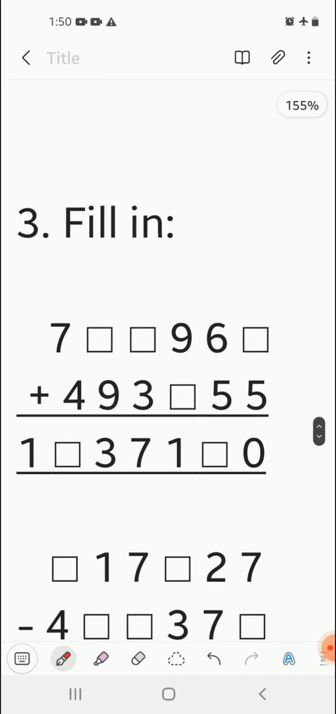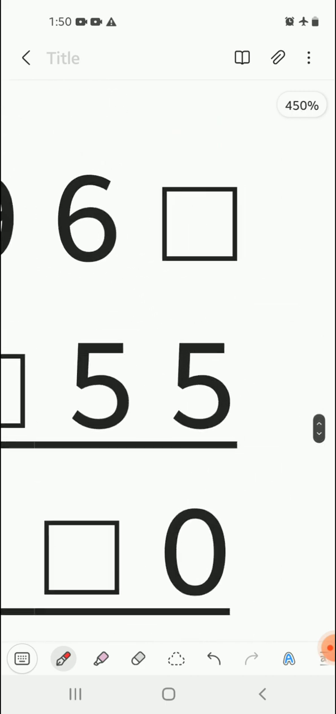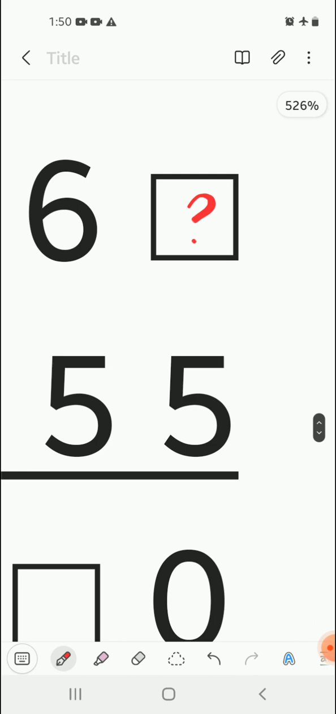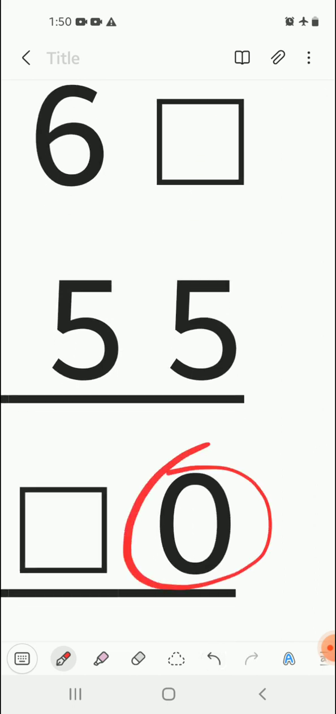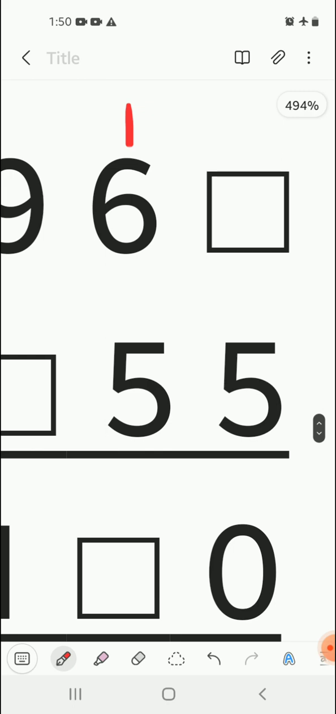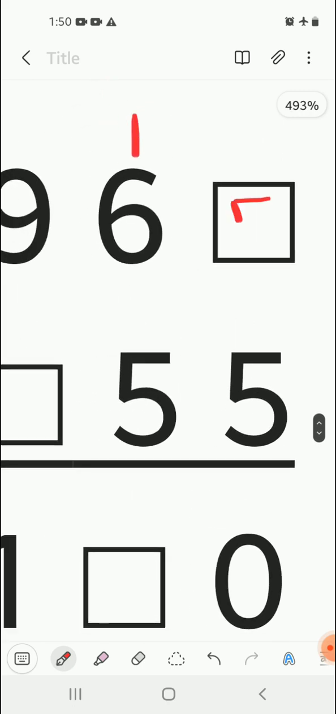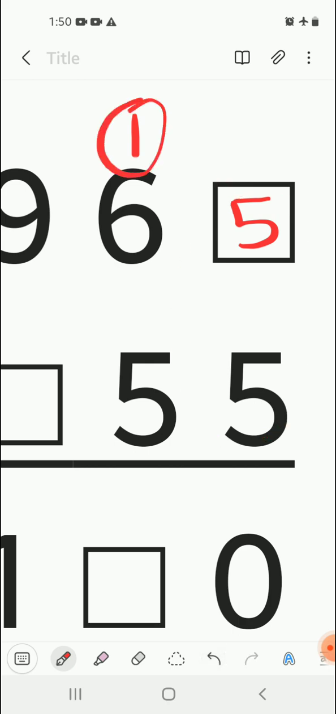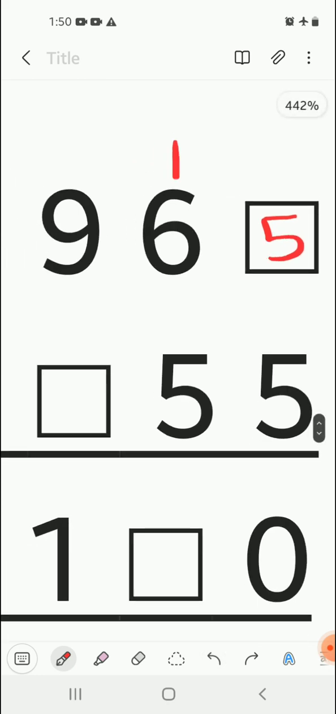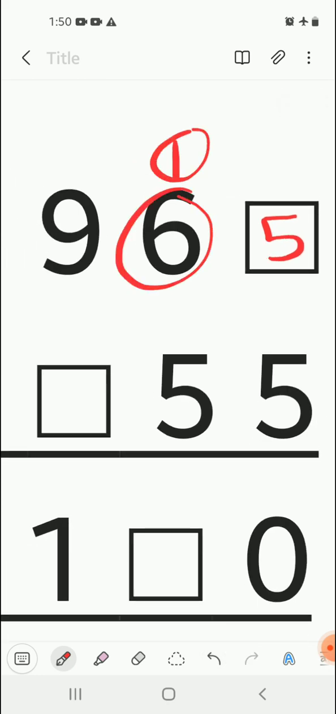Now we're going to move to the next question, fill in the blank. See, we are given a question on addition. Now see, over here, this is missing. 5 plus something over here is 0. So 5 plus something can't be 0, it can be 10. This is possible. That 1 is carried here and this is 0. So which means this is added by 5. So 5 plus 5 becomes 10, 1 carry here and 0 here.